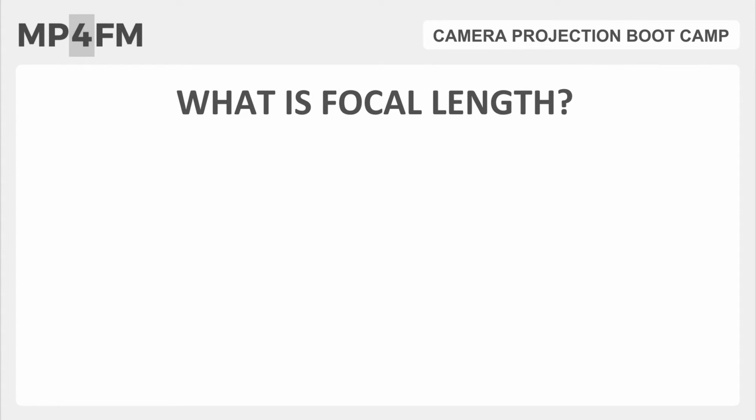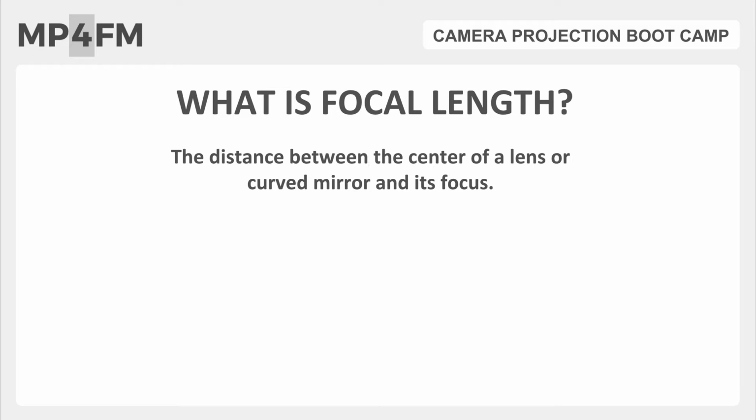So what is focal length? I'm going to throw a couple definitions out at you, and we're going to be talking about each one. The first one is that it's the distance between the center of a lens or a curved mirror and its focus. What they're talking about with that definition is the mechanical pieces of the actual physical camera. That doesn't really mean much to us as visual effects artists because we don't deal with real physical cameras. We deal with digital cameras.